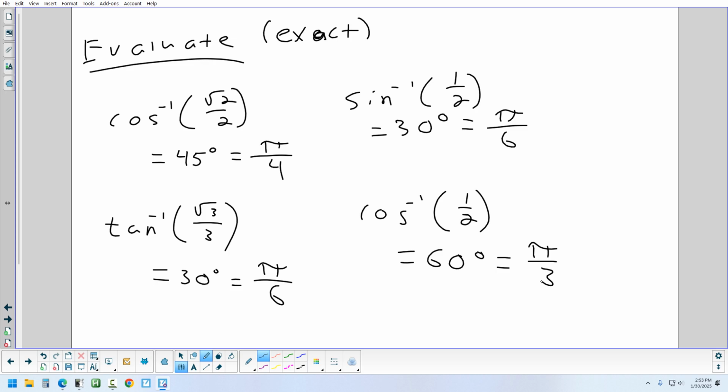Okay, so any questions on how to evaluate an inverse trig function and get an exact answer? Yes? Are all questions like this on the test exact, or can you get everything with the decimals? There are some with decimals. Yeah.